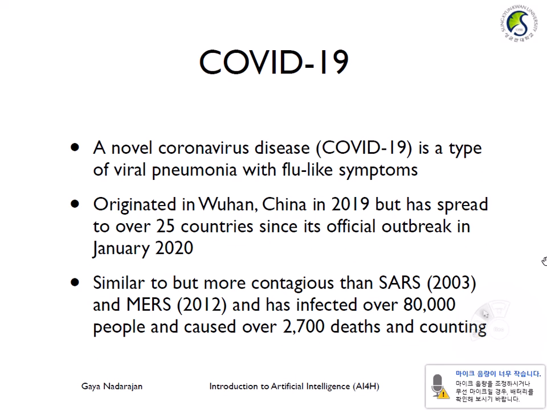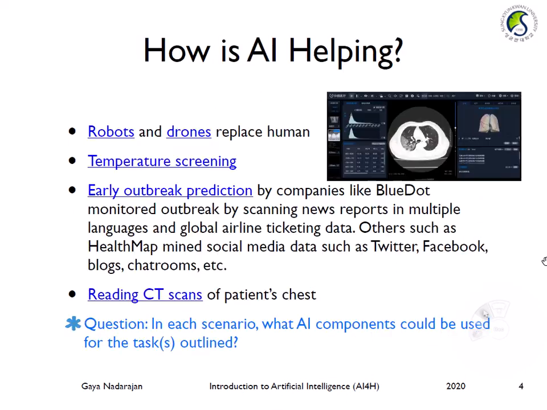It's very similar to SARS, which came out in 2003, and MERS. These are very similar kinds of viruses, these coronaviruses. At the moment, it has affected over 80,000 people and has caused over 2,700 deaths and counting. Every day it's going up. So I hope everyone is taking good care right now. I won't talk more about the actual background because I'm not an expert in this area.